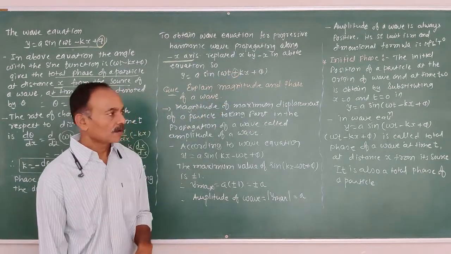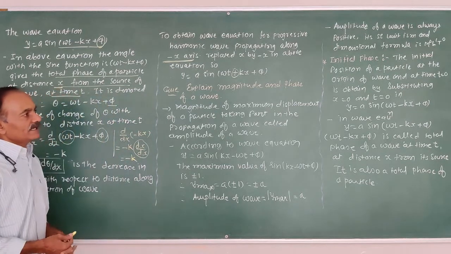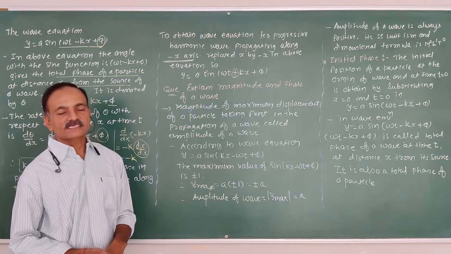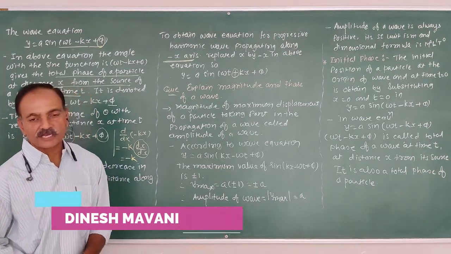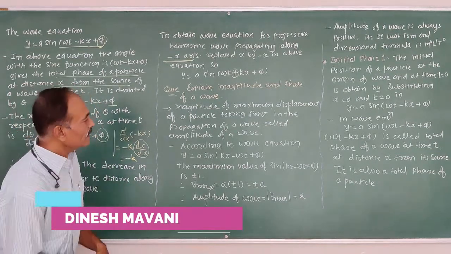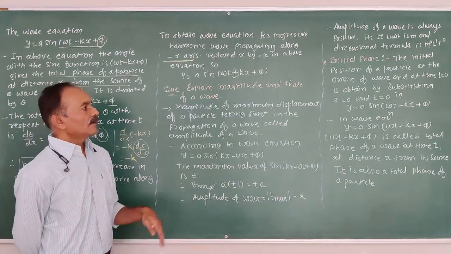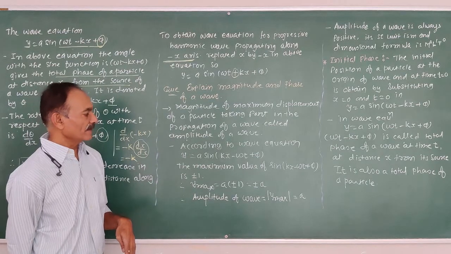Clear this thing? Okay. Now after that, explain the magnitude and phase of a wave. Already we discussed and defined the magnitude and phase of a wave. Again, what is the magnitude? What is the amplitude and phase of a wave?